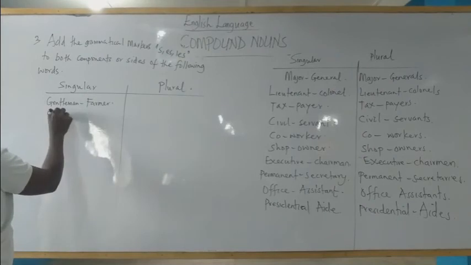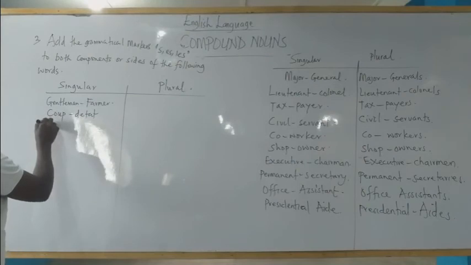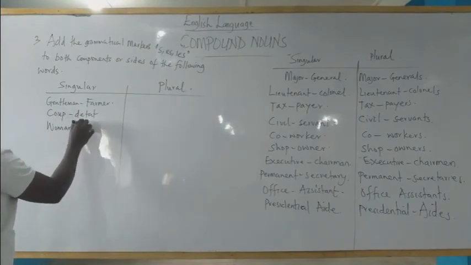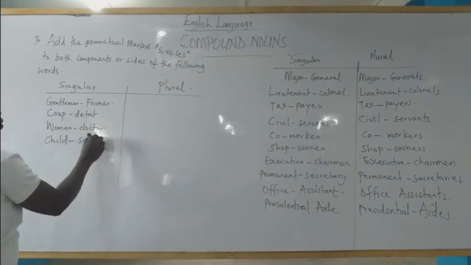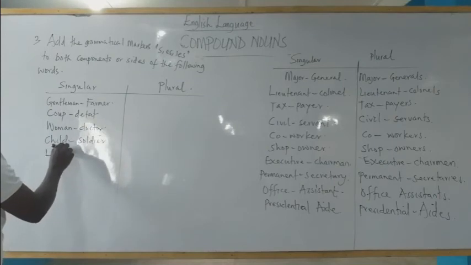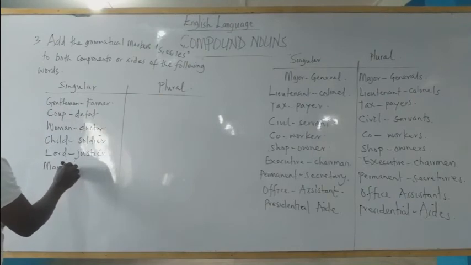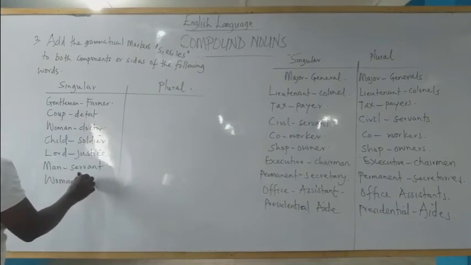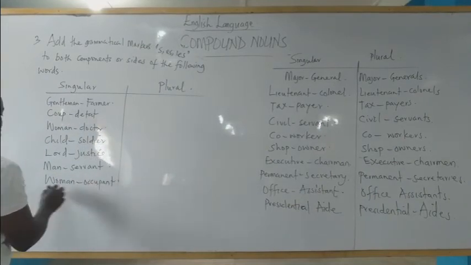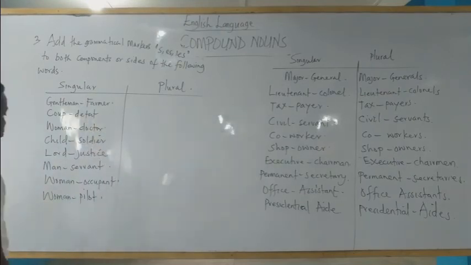We have a gentleman farmer, a coup d'etat, a woman doctor, a child soldier, a Lord Justice, a man servant, a woman occupant, a woman pilot. Yes, these are examples under what?